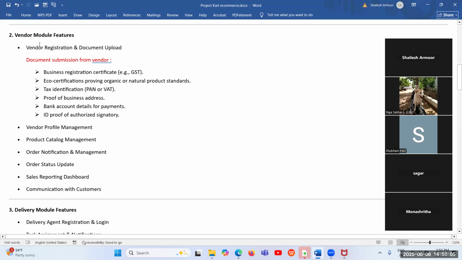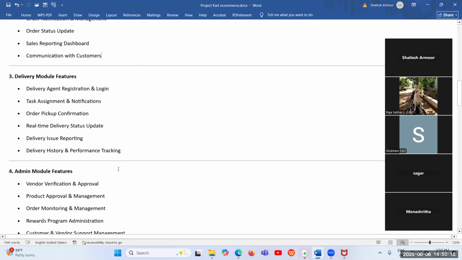So now you got it, right? Vendor module means vendor module features. What exactly do vendor module features mean? Sagar, Shekhar, Shubham, Monashrita. Yes. Understood. Monashrita, you got it? Yes. Okay, got it.